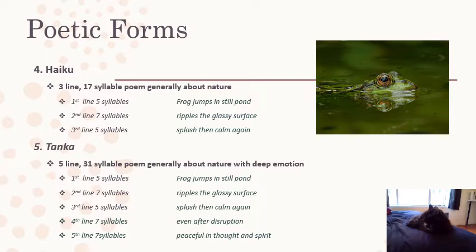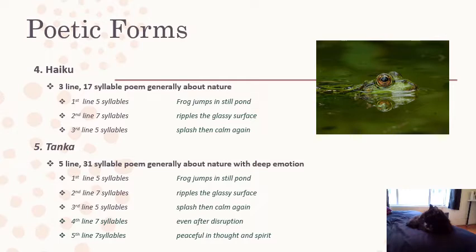Now here's a haiku on the right side, and it counts off the syllables for each. So it goes in the pattern of 5-7-5. So, "Frog jumps in still pond." Each word itself was only one syllable, and there's 5 words in the sentence, so it makes 5 syllables total. Now let's look at the second line. 7 syllables: "Ripples the glassy surface." That's 7, and line 3 is 5. Again, mostly about nature, but you can form your own topics as well.